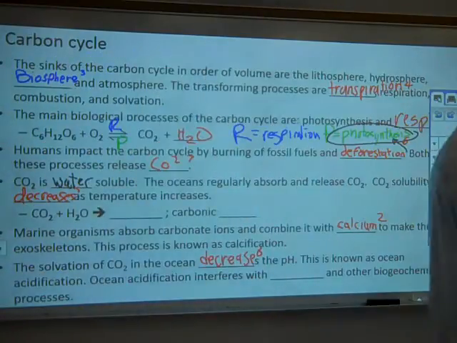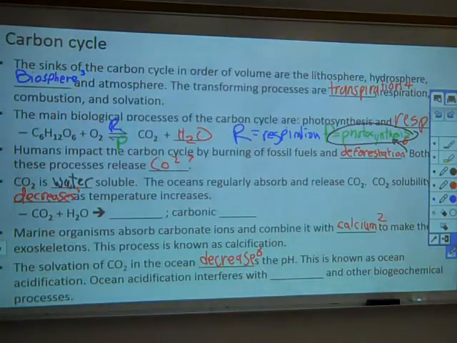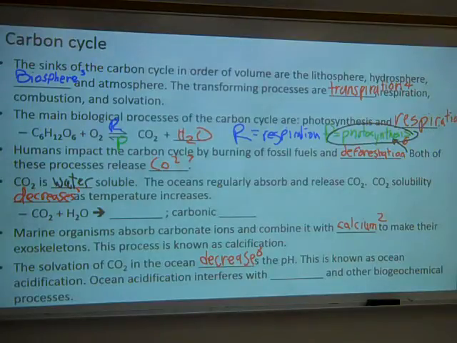And if you've ever drunk a soda, which is short for sodium bicarbonate, you've experienced this. That's what the bubbles are, CO2. Carbonated beverages are carbon dioxide dissolved in water. It's much more soluble, for example, than oxygen. It can hold quite a bit of CO2.